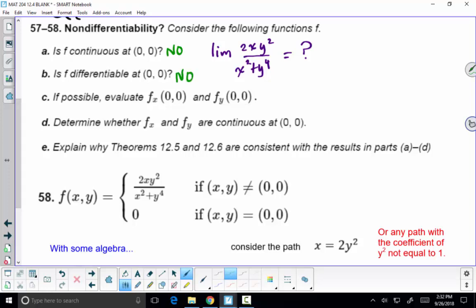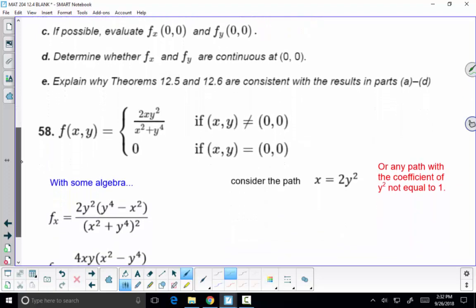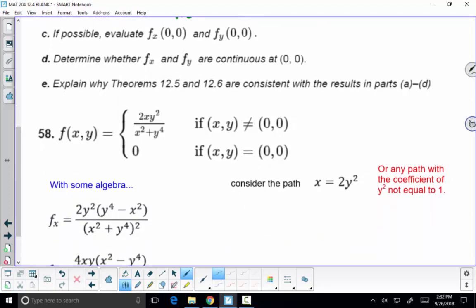If possible, evaluate f sub x and f sub y at the origin. So let's look at this. What is f sub x at the origin? What is f sub y at the origin? As long as we're not at the origin, we're up here. If we're on the x-axis, the y values are 0, so this turns into 0 over x squared, and 0 divided by x squared is 0. So that's 0.